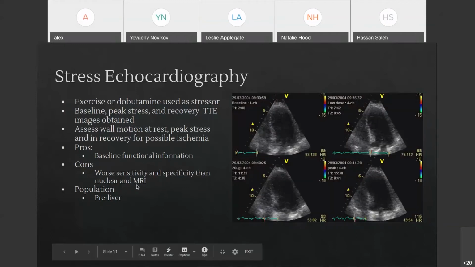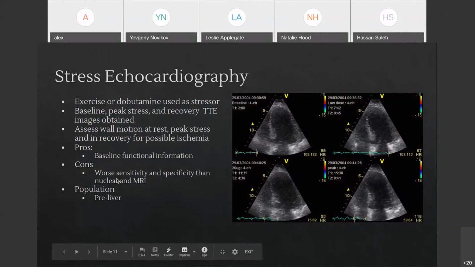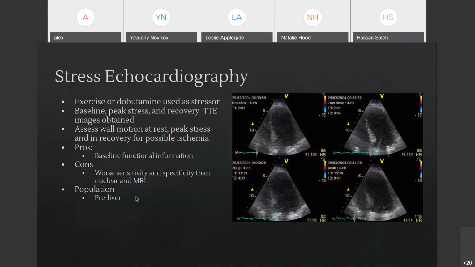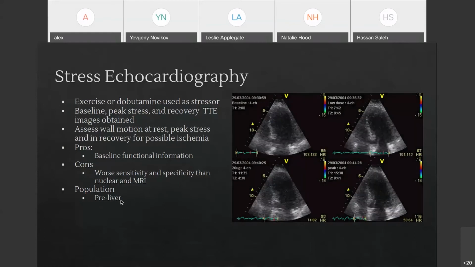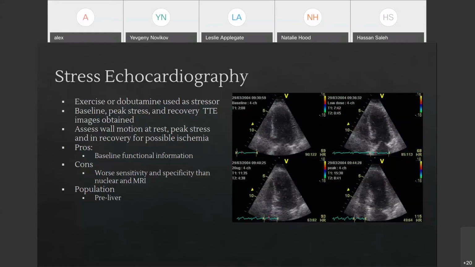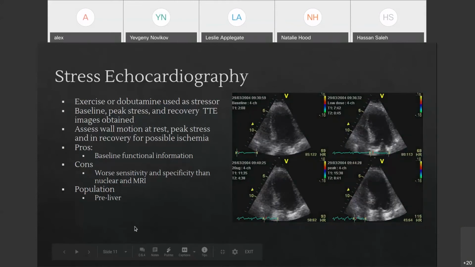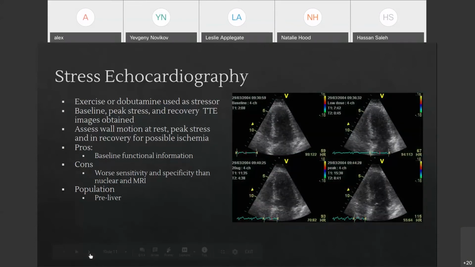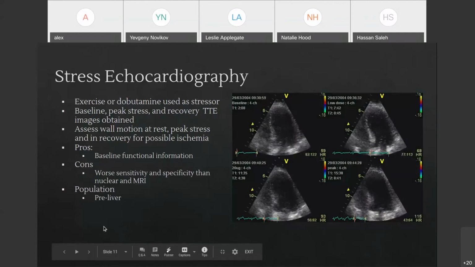Cons, obviously it has worse sensitivity and specificity than some of the nuclear studies and MRI that we're going to talk about. Really, the vast majority of people we still do these in are our pre-liver transplant patients, because there's pre-liver transplant data on dobutamine stress, and our hepatologists like them. We have a few interventionalists that still like them too, but for the most part, we're not doing a ton of these anymore.